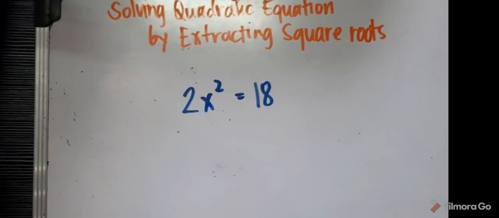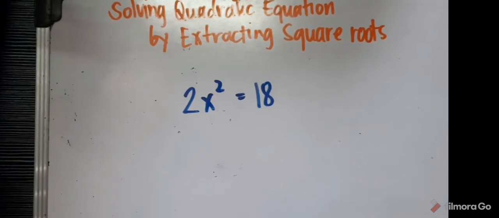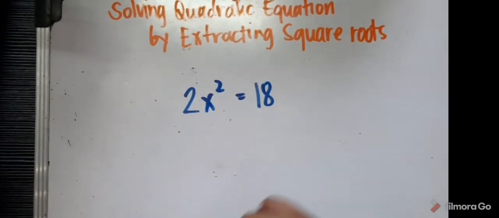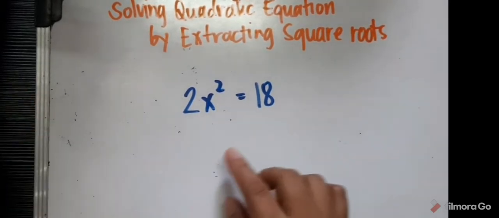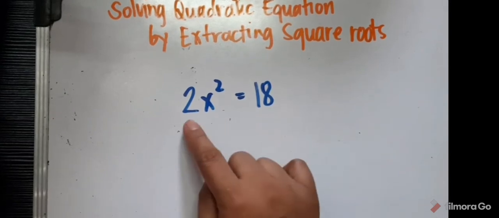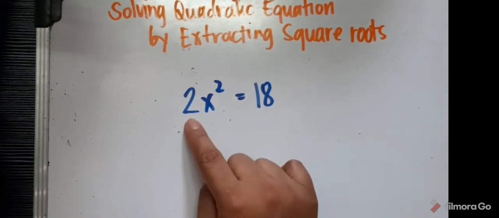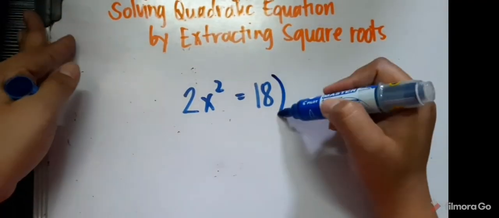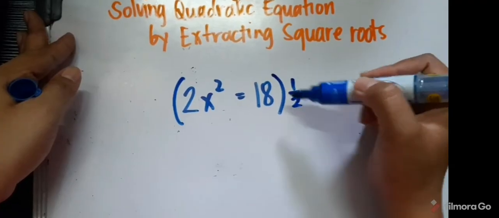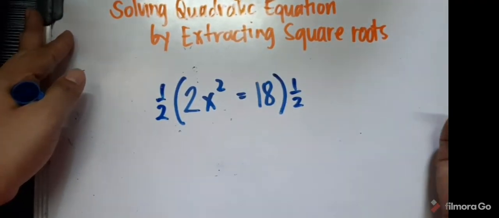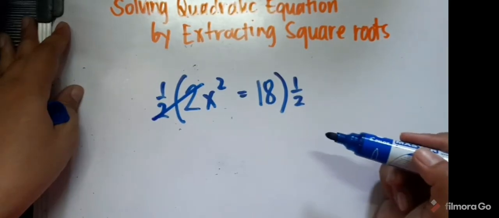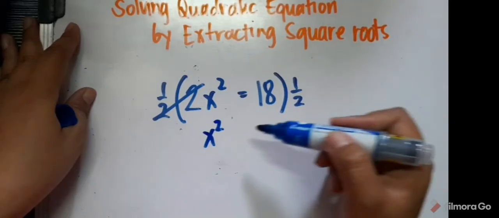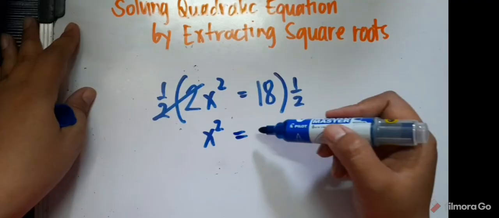Okay, for our next given, to use extracting square roots is 2x squared is equal to positive 18. So the first thing that we're going to do is to remove the numerical coefficient of x squared. So how to do it? Multiply both sides by 1/2. Multiplication property of equality. That would be 1/2 of 2 is equal to 1. So that's an invisible 1 for x squared. And 1/2 of 18 is equal to 9.